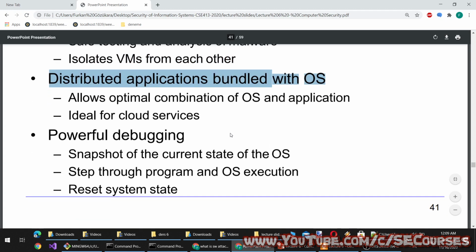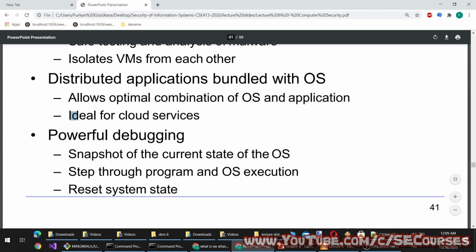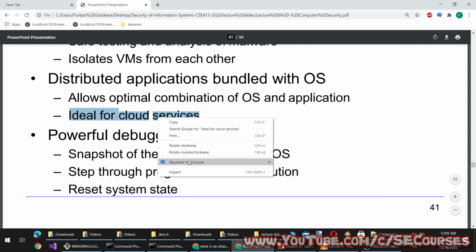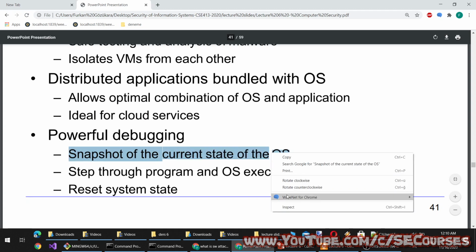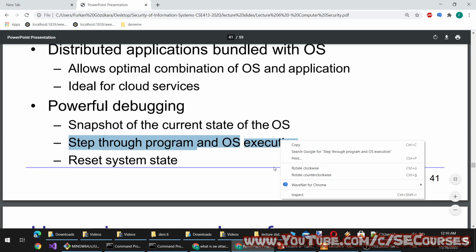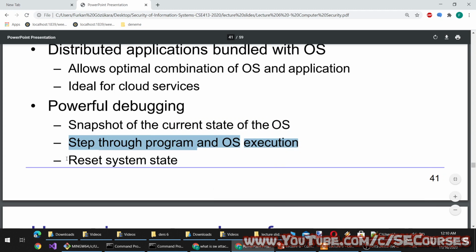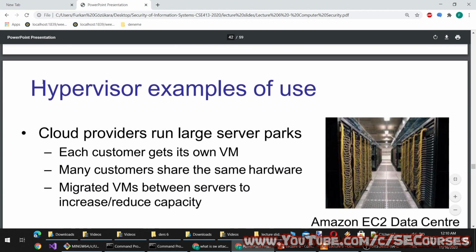Distributed applications bundled with OS. Allows optimal combination of OS and application. Ideal for cloud services. Powerful debugging. Snapshot of the current state of the OS. Step through program and OS execution. Reset system state.